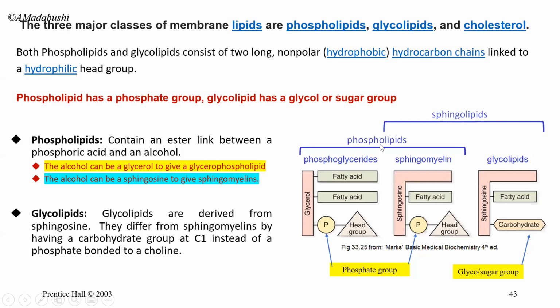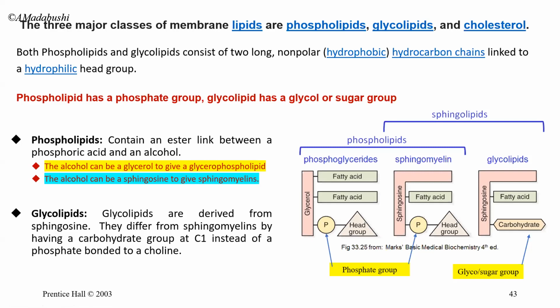So phospholipids, if you see here, they have a phosphate group. The glycolipids have a glyco group, which can also be called a sugar group. So if it has a phosphate group, it's a phospholipid. If it doesn't have phosphate, it has a sugar group. Okay. So phospholipids contain an ester link between a phosphoric acid and an alcohol. So again, there is always an acid and an alcohol. There is always an ester link. But in phospholipids, it's between the phosphoric acid and the alcohol.